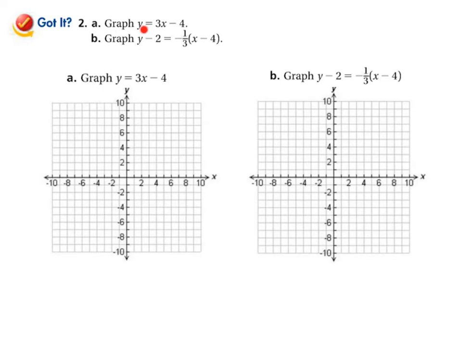All right, now it's your turn. You're going to graph y equals 3x minus 4 right here. And here you're going to graph y minus 2 equals -1/3 times (x minus 4). See how you do.